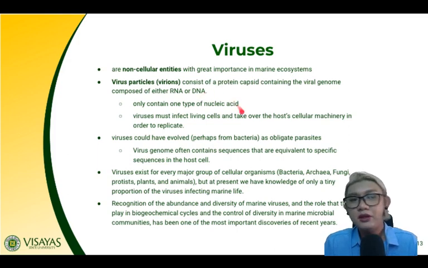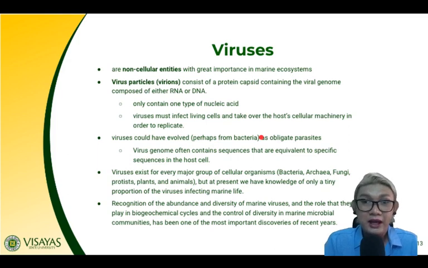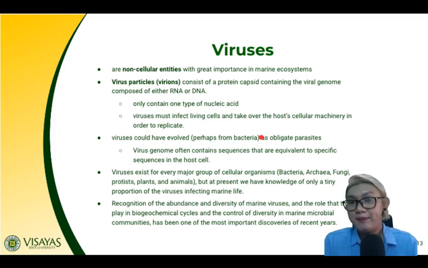So in general, viruses have a capsid, which is made up of protein, and inside is the viral genome that is either composed of DNA or RNA, not both. Okay, so they infect living cells and they take over the host's cellular machinery in order to replicate, and that's where sickness happens, when they hijack your particular cell. The host cell or the infected cell will not be able to function properly.